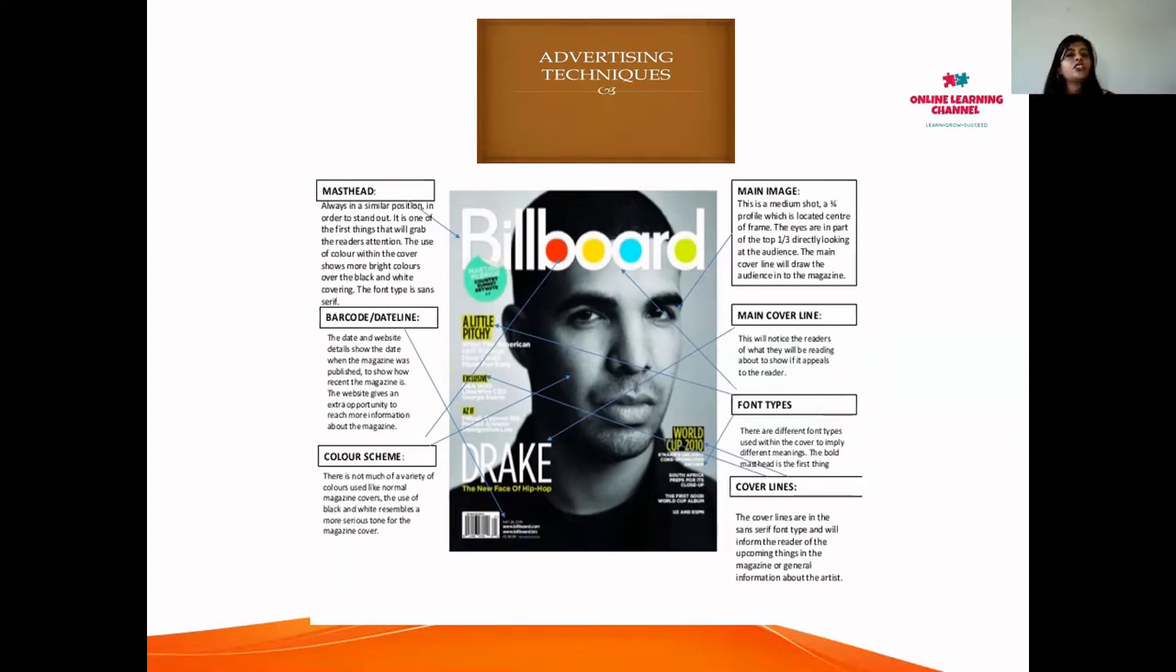Now, we're going to look at your color schemes. If you look at the word billboard, it's got red, yellow, and blue in it, which are bright colors. Now, this is not much of a variety of colors used like normal magazine covers. The use of black and white resembles a more serious tone for the magazine cover.